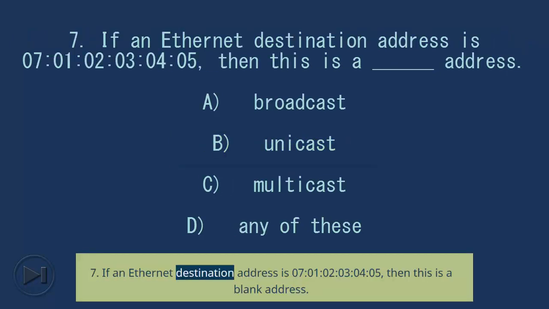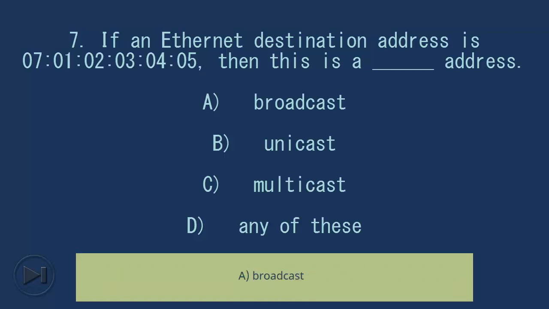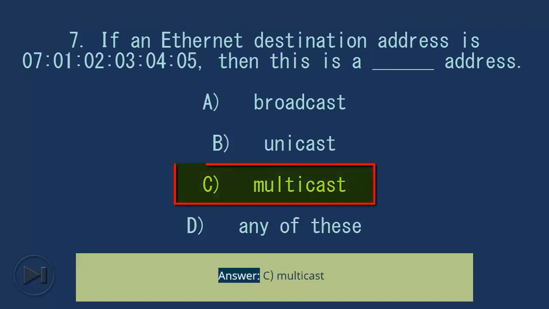7. If an Ethernet destination address is 07:01:02:03:04:05, then this is a blank address. A. Broadcast. B. Unicast. C. Multicast. D. Any of these. Answer, C. Multicast.